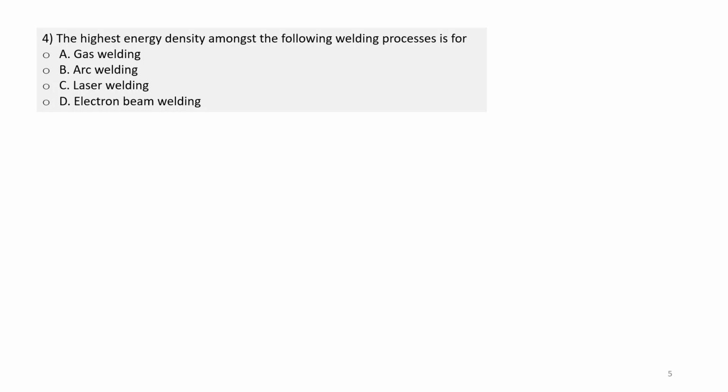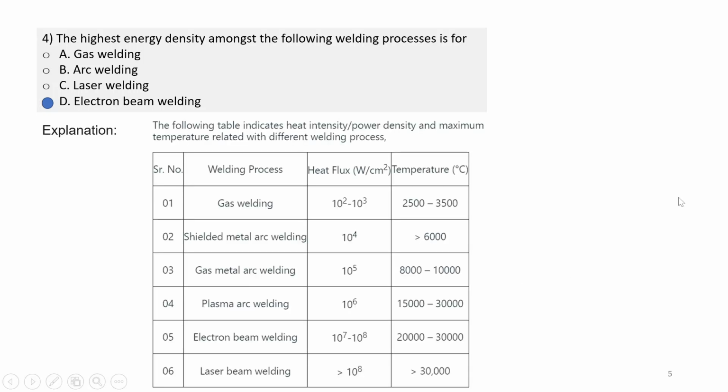Next question: the highest energy density amongst the following welding processes is? Your options are gas welding, arc welding, laser welding, or electron beam welding. The answer will be electron beam welding.